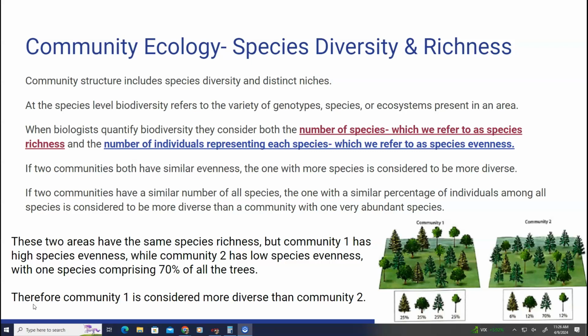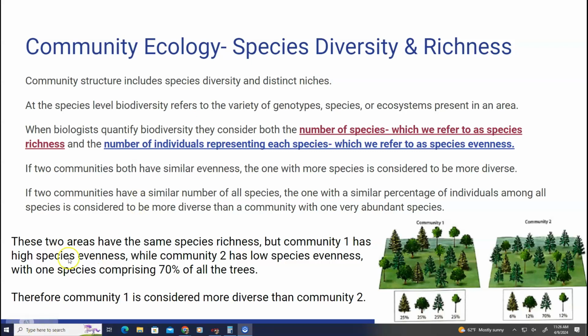If we have two communities and both have similar evenness, the one with more species is considered to be more diverse. If two communities have a similar number of species, the one with a similar percentage of individuals among all species is considered to be more diverse than a community with one very abundant species.